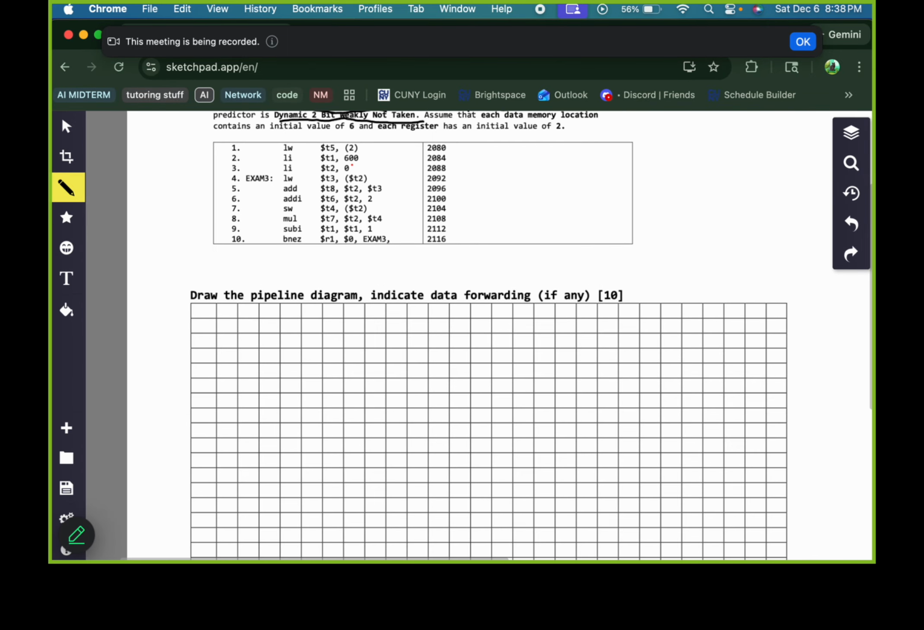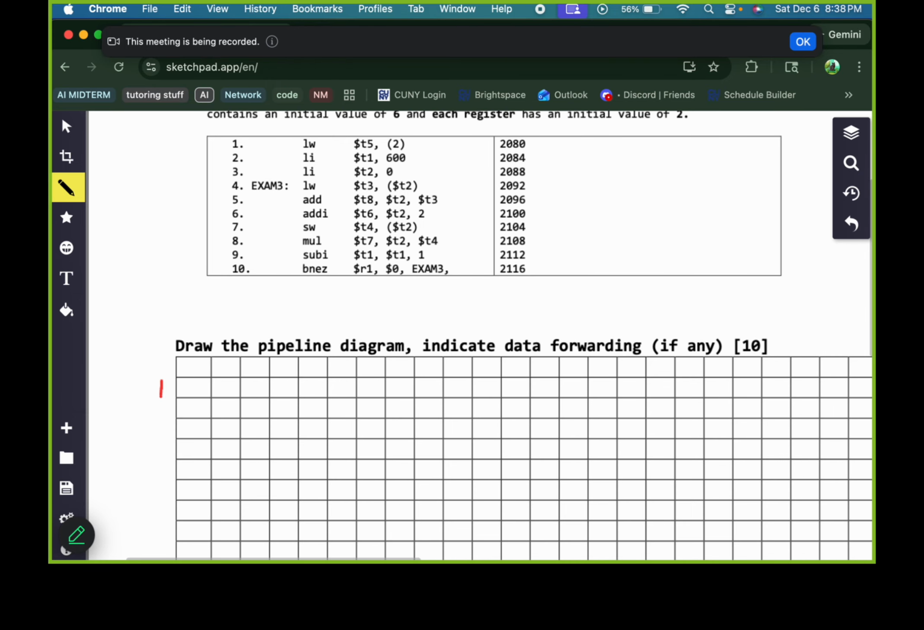So let's start off with instruction 1. Okay, instruction 1 is just a simple load word. So we got ourselves a fetch, decode, exec, mem, write back. Done. Now we have 2. This is a load immediate. So load immediate just works a little bit different in that we don't have a mem stage. We just load a constant, a scalar value.